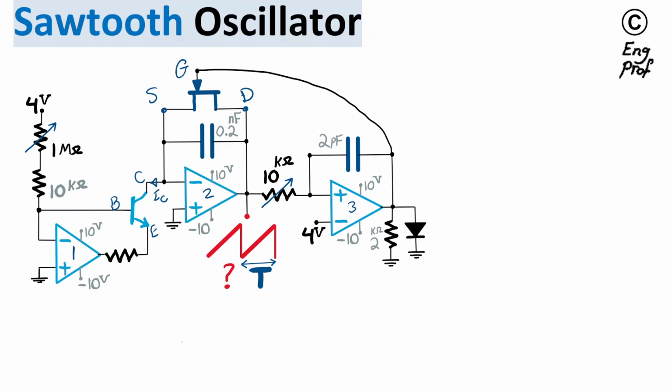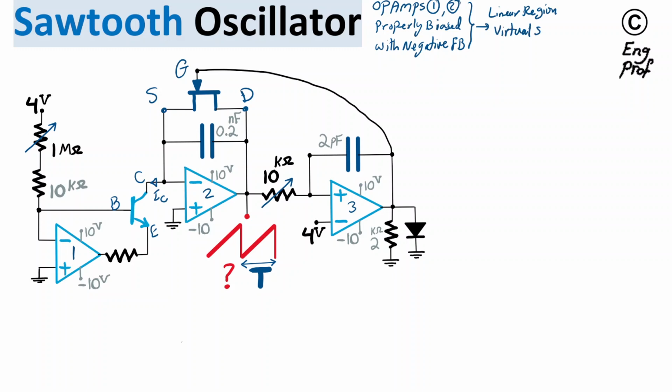You can see that the output is connected to the negative terminal. So for these two op-amps, op-amps 1 and 2 are properly biased with negative feedback, and as a result they are operating in the linear region, and therefore virtual short is valid for these op-amps.